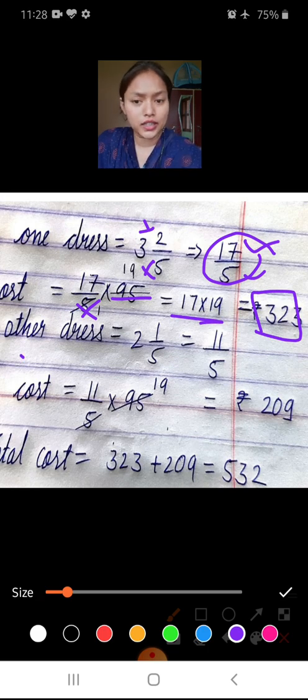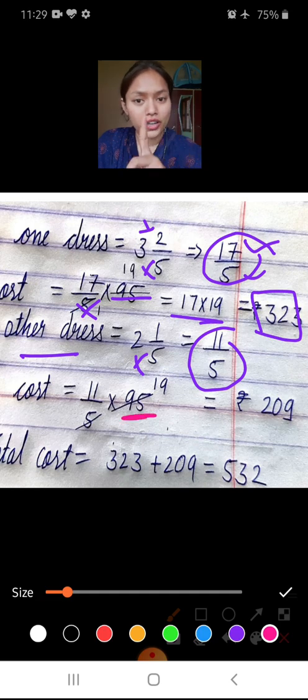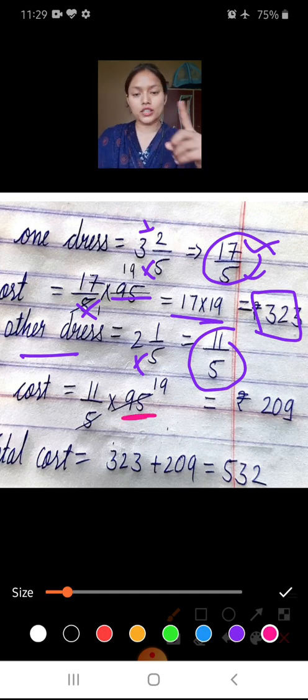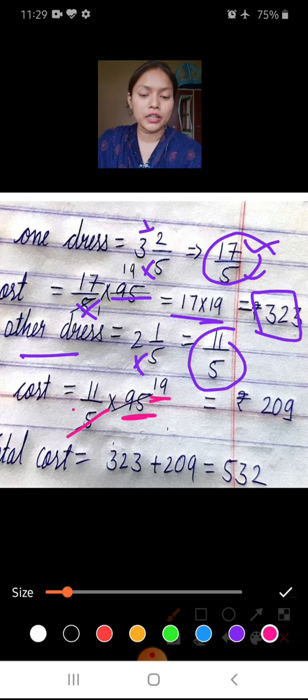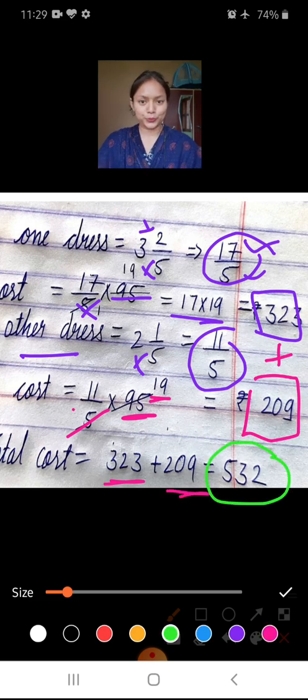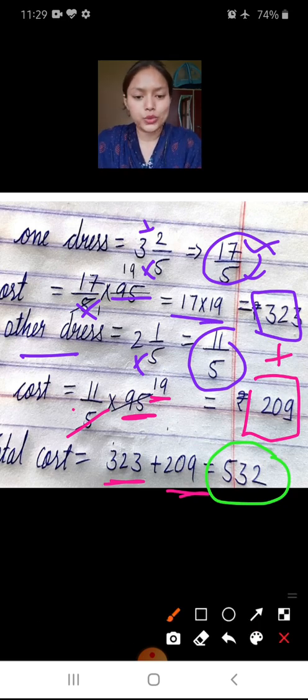Now let's see the other dress. It is 2 whole 1 upon 5, so 2 fives are 10, 10 plus 1 is 11, so 11 upon 5. When we multiply that by 95, because the cost is 95 per meter, 11 by 5 multiplied by 95 again goes by 19. So 19 multiplied by 11 is 209. So we have to find the total amount. We will add these two, 323 and 209. We will get the final answer as 532. Is it okay? Okay, this was question number 2.